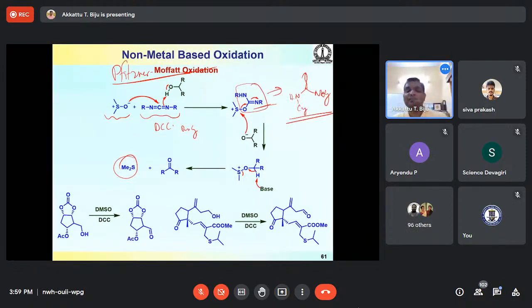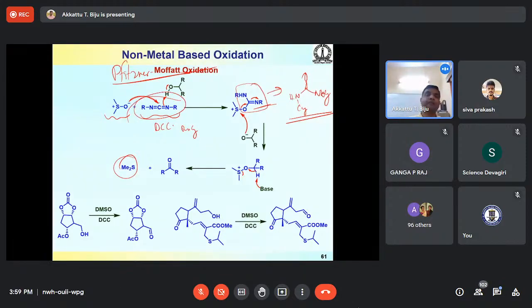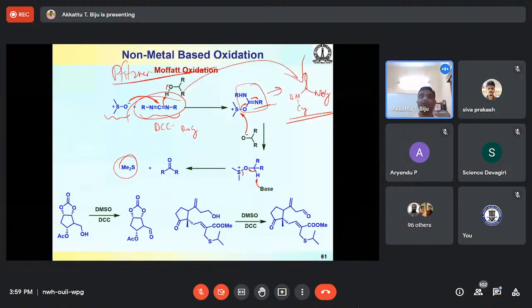That is what one can consider a disadvantage of the process, because in the typical Swern reaction, you don't have any side product like this, because all are mostly gases like carbon dioxide, carbon monoxide, and dimethyl sulfide. But in the Moffatt oxidation, when we use DCC, dicyclohexylcarbodiimide, the carbodiimide is converted into the urea derivative. One has to think about how to remove that urea derivative under the reaction conditions.